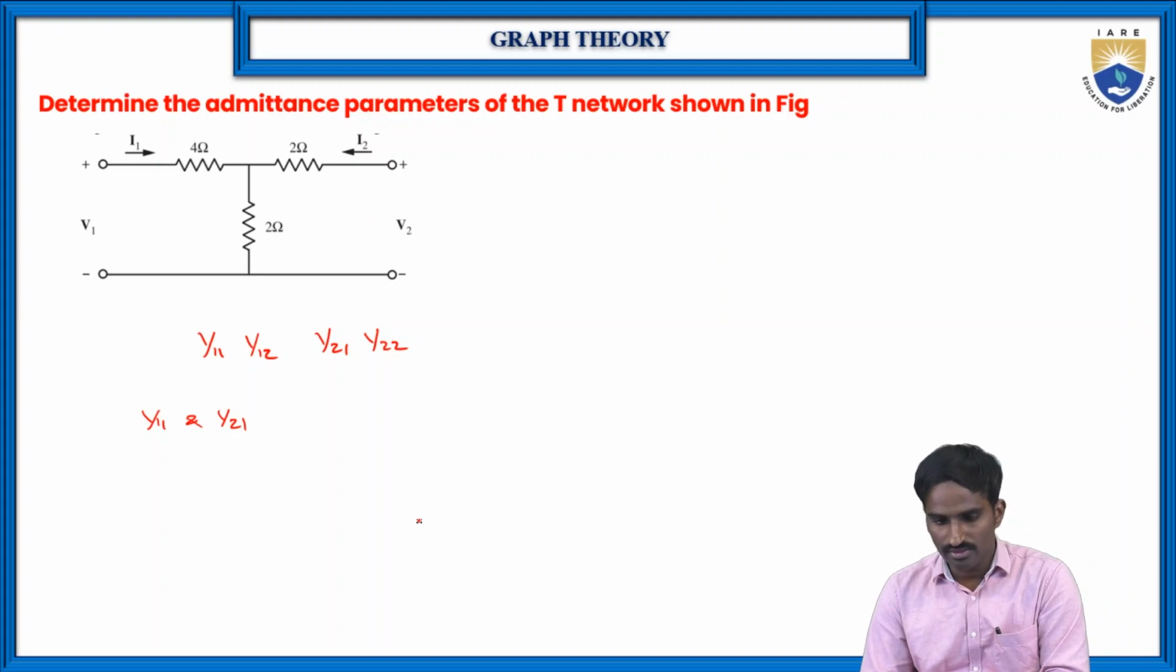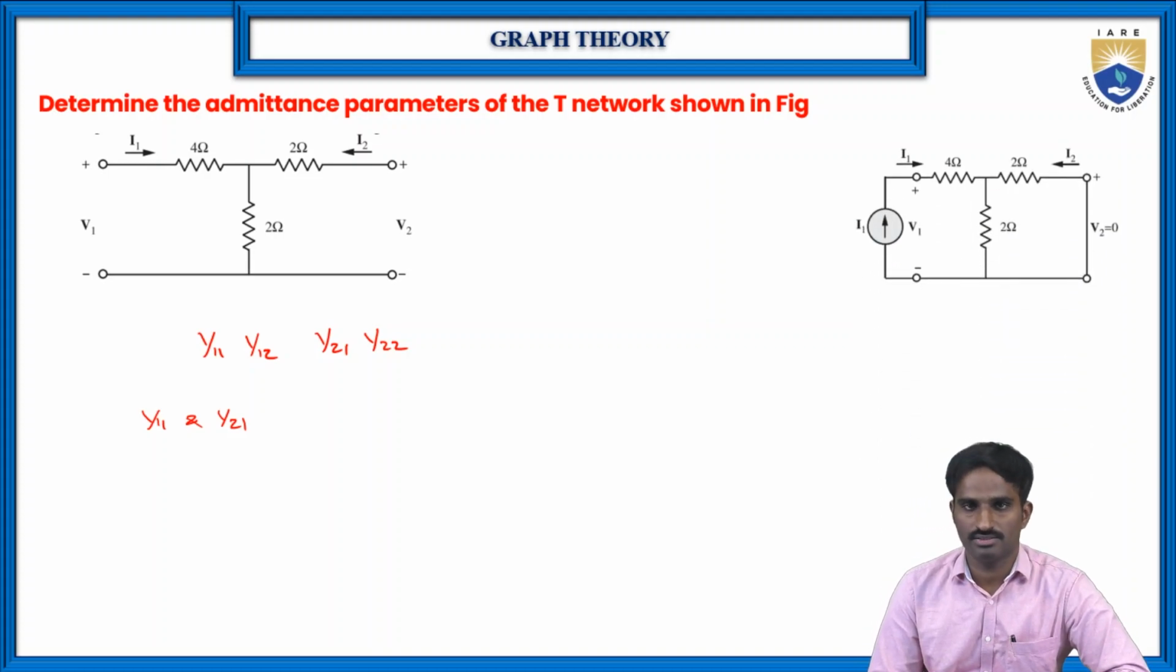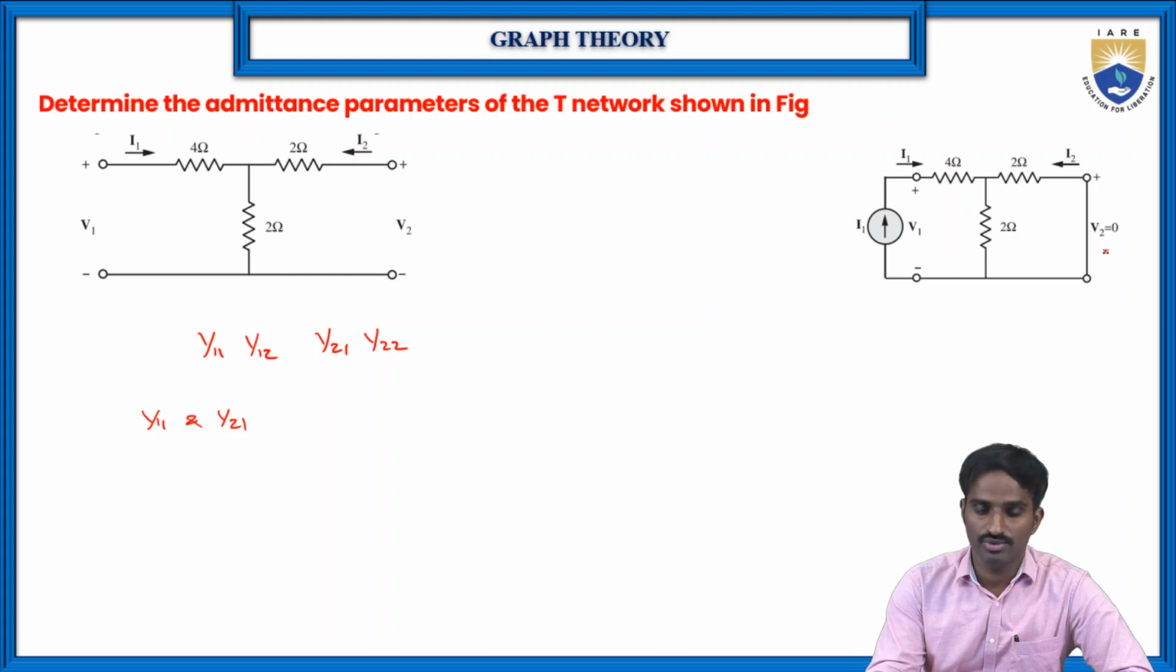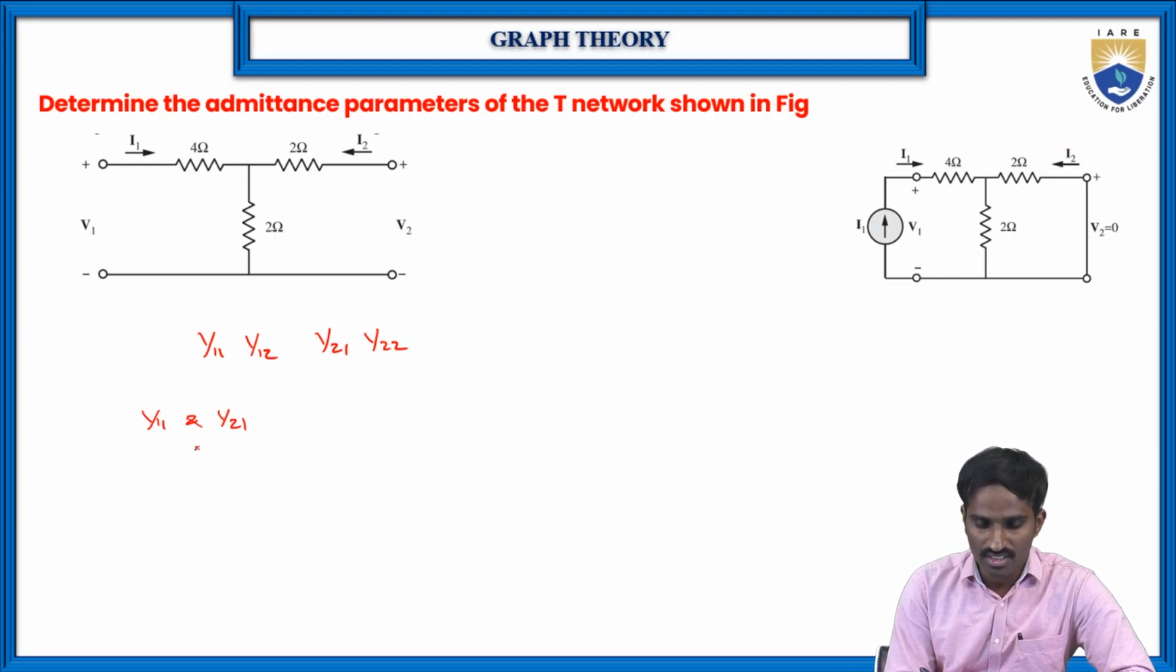Then the circuit will become like this. We connect a current source, let us consider I1, at the primary side, and at the secondary side we apply the short circuit so that the output voltage is equal to 0. That's why these Y parameters are also called short circuit parameters, because by making the short circuit at the input and output terminals, we find the various Y parameters. Then first we are going to find Y11.